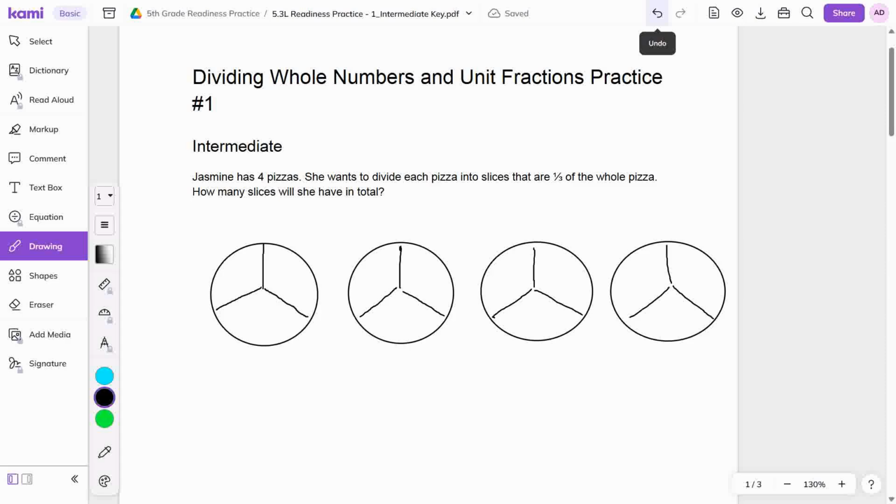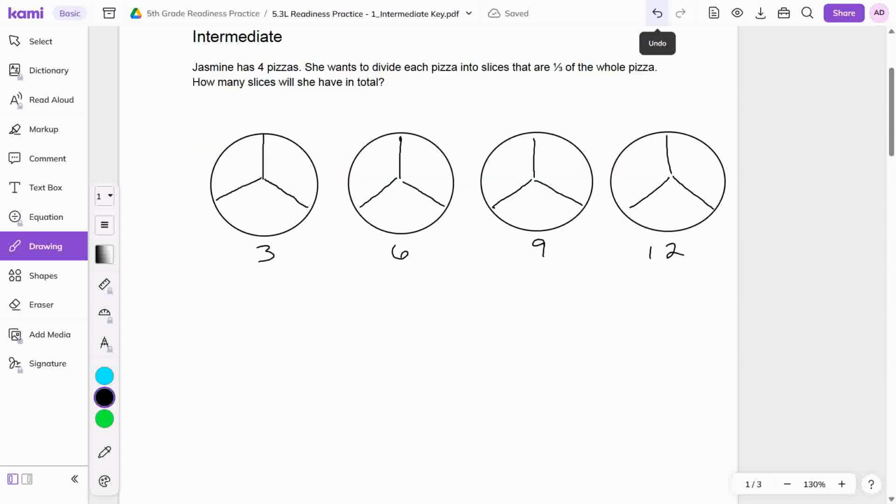And now we can easily count, right? How many total slices do we have? Well, I've got 3, I got 6, I've got 9, and I've got 12. So we can say I had 4 pizzas. I divided it into thirds, and that's going to get me 12 total slices.